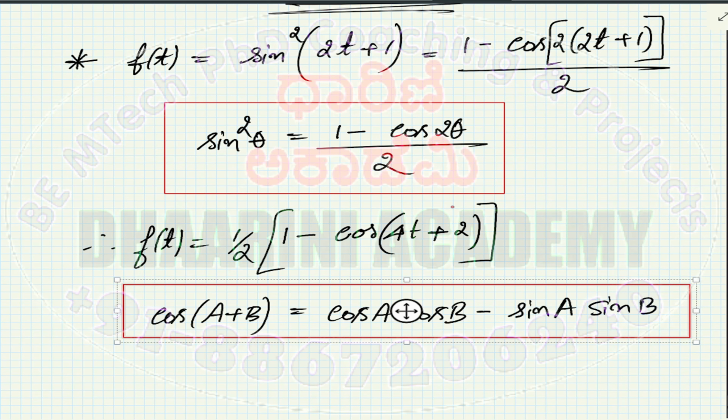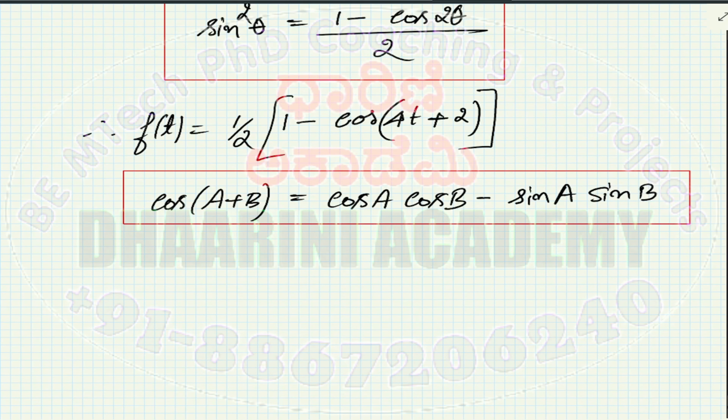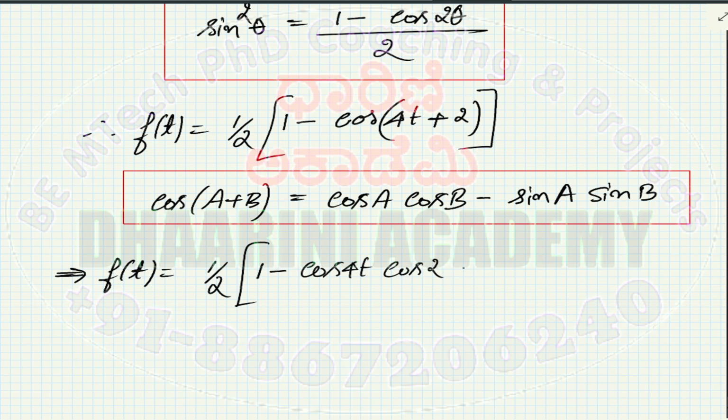A plus b, I can see here, this is a plus b. 4t plus 2, we already know that. Okay, so I'm going to apply that, A as 4t and b as 2. So let's apply that now. So this implies f of t is now equal to, there is a half outside, into 1 minus, so cos a cos b is cos 4t into cos 2, minus of minus becomes plus sin 4t into sin 2.